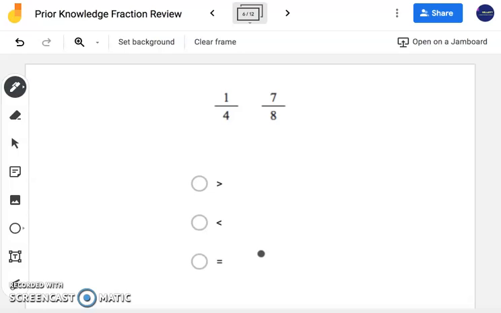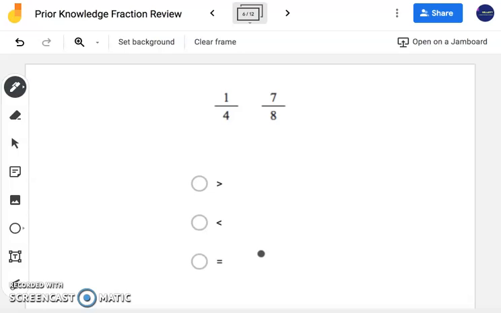The first way is you can take a look at your fraction strips. You can find 1/4, you can find 7/8, and you will recognize that 7/8 is significantly larger than 1/4. You might also recognize by looking at your fraction strips that 7/8 is very close to 1, and 1/4 is much closer to 0. So if you want to use 0, 1/2, and 1 as benchmarks here, just to help you compare and decide, well, is it closer to 0, closer to 1, to help you determine which one's larger or smaller, you're welcome to do that as well.